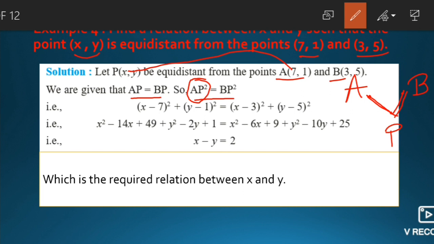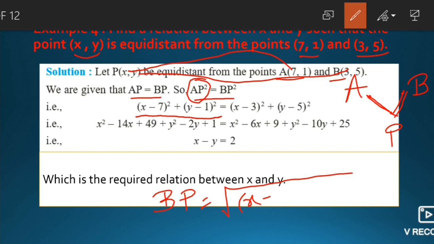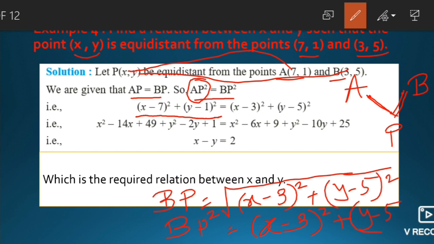So AP square will become (x minus 7) whole square plus (y minus 1) whole square. And if you find the value of BP, take this B and this P. What will be BP? BP will be root under (x minus 3) whole square plus (y minus 5) whole square. So that implies BP square will be, since I am applying the square on both sides, (x minus 3) whole square plus (y minus 5) whole square.